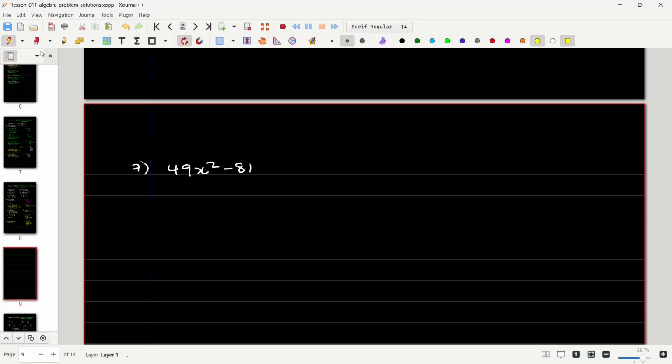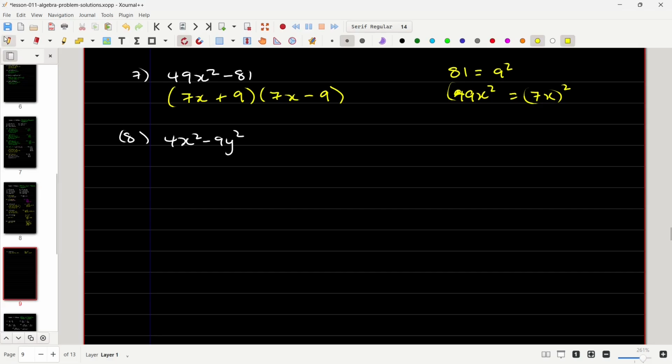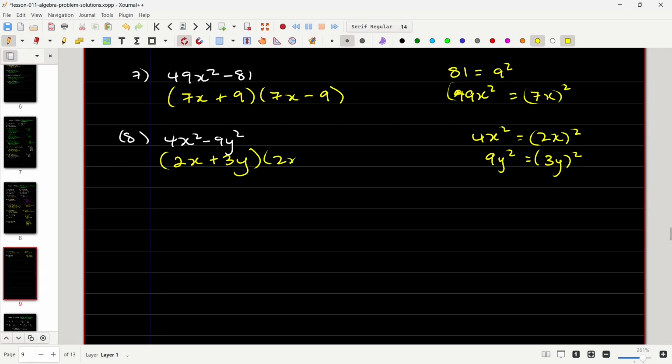All right, let's go to the next one, which is number 7. I identify that 81 is a square, which is 9 squared, and 49x squared is also a square, which is 7x. So I'm just going to write here 7x plus 9 and 7x minus 9, difference of two squares. And we're going to see here that 4x squared can be written as 2x squared, and then 9y squared can be written as 3y squared. So we're going to have 2x plus 3y, and 2x minus 3y. All right, and that is that.